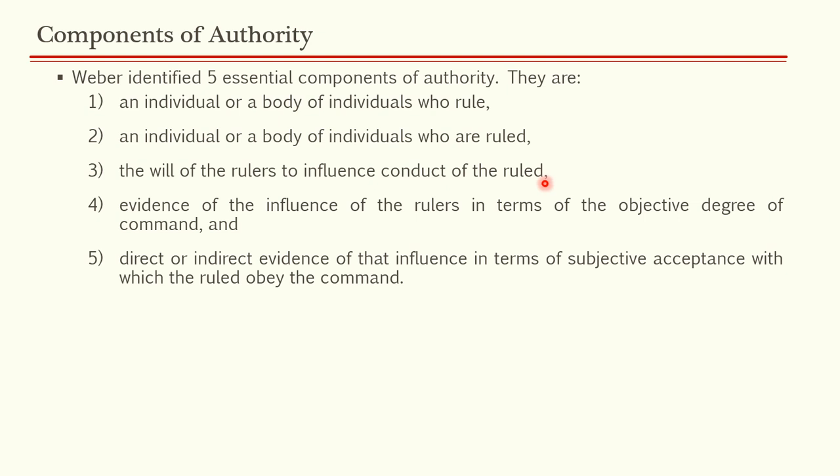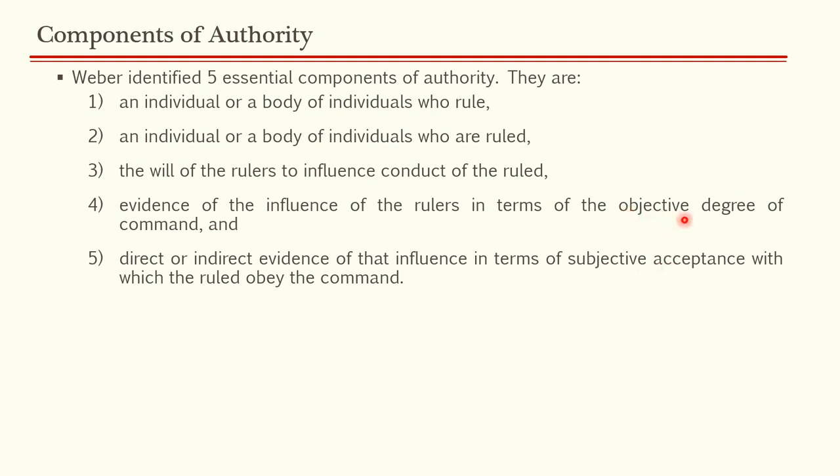The ruler should have a will, he should have a desired goal and objective to be achieved. The fourth component is evidence of the influence of the rulers in terms of objective degree of command, and the fifth is direct or indirect evidence of the influence in terms of subjective acceptance with which the ruled obey the command. So as you can see, the fourth is influence on people in an objective degree, and the fifth is influence on people in a subjective degree.